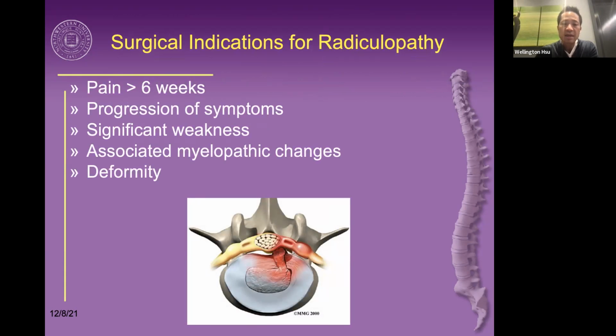The surgical indications for radiculopathy typically are pain over 6 weeks, progression of symptoms, significant weakness, associated myelopathic changes, certainly, and then finally a deformity. Now, the weakness portion, I'm sorry if this shows up on a test, certainly significant weakness is an indication for surgery whenever nerve root compression is present.